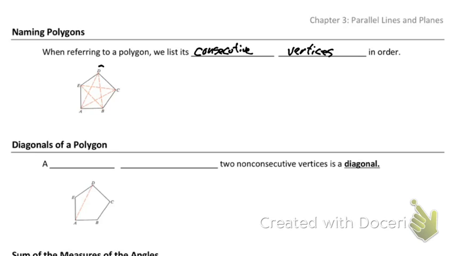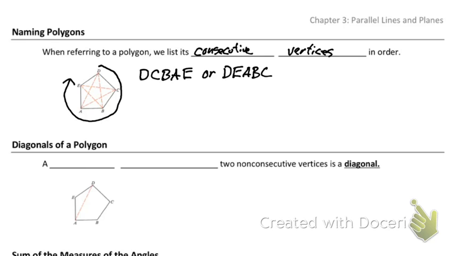So let's start at D. If I pick D, I'm going to go around in that order. So I'm going to call this pentagon DCBAE. Or you could go the opposite direction. You could call it DEABC. Or you could pick a different starting point. You could pick C. If I pick C, I could go C, B, A, E, D, and there's a ton of different possible options.